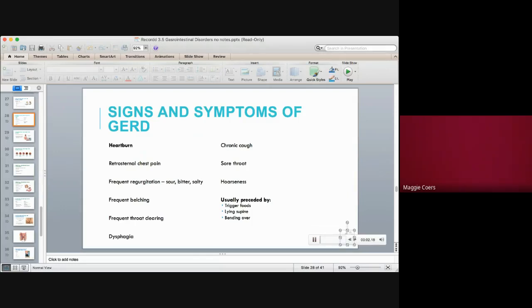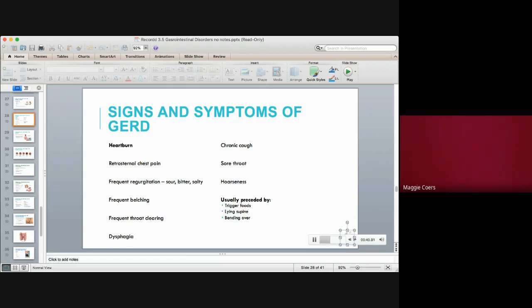Here are the signs and symptoms of GERD. Heartburn is the classic one. Chest pain can be a symptom of GERD. However, chest pain that feels like it's in line with the sternum or in the middle of the chest is usually associated with GERD. It could also radiate to the back of the throat. Chest pain that's related to a myocardial infarction is felt left of center, so the pain is in a different place. Frequent regurgitation: patients may say that they often have a bitter, salty reflux taste in their mouth.